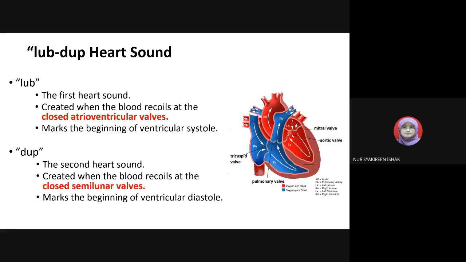When semilunar valve here is closed, blood in these blood vessels, kan? Blood vessels ni, apa nama blood vessels ni? Pulmonary artery. Okay, so the blood pressure within this pulmonary artery is high. So when it is high, the blood pressure recoils in this area. Dia akan langgar dinding semilunar valve ni. And also same goes to here, okay? Where you have high blood pressure within the aorta, so the blood will recoil against the semilunar valve here. So this will create the dub sound. So the lop and dub sound is due to the recoil of blood against this valve, either the closed atrioventricular valve or the closed semilunar valve.